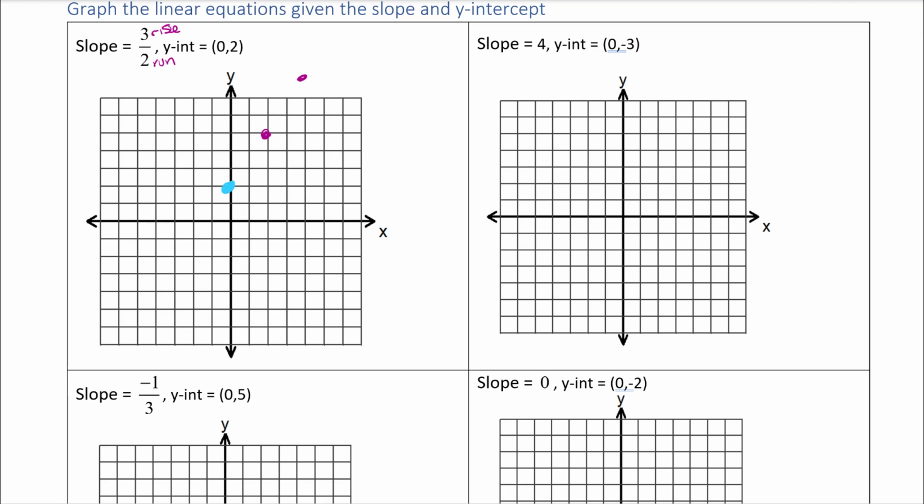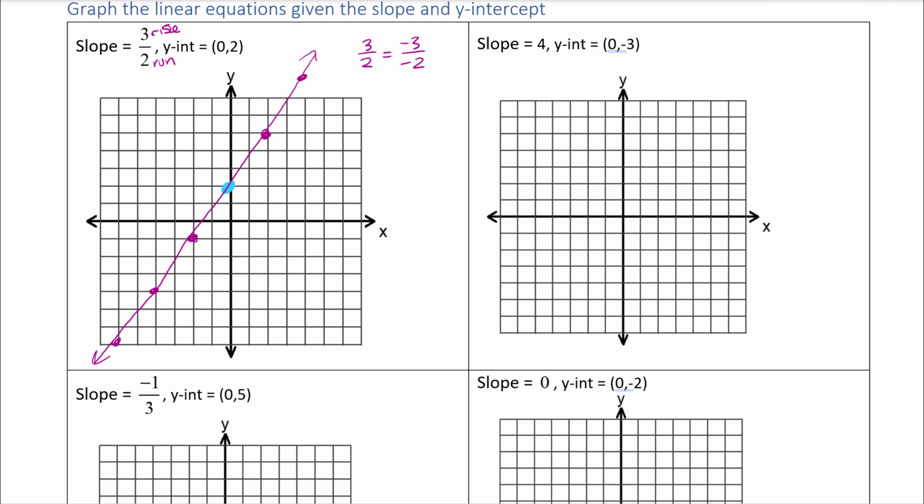Now I could do one other very interesting thing. 3/2 is the same thing as negative 3 over negative 2 because a negative divided by a negative is a positive. So if I went rise a negative 3, that's down 1, 2, 3, and run a negative 2, that is also on my line. If I keep doing that, down 3 and left 2, down 3 and left 2, that's also on my line. I would prefer if you get as many points on your picture as possible so you can get a nice, beautiful straight line.